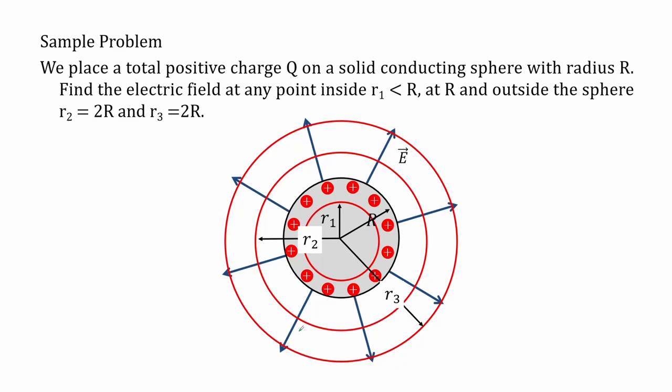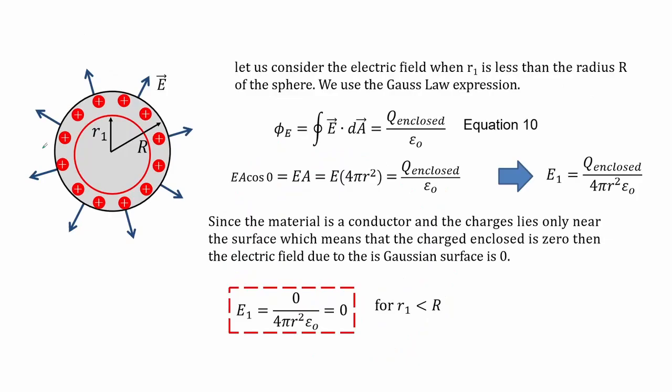Sample problem. We place a total positive charge Q on a solid conducting sphere with radius r. Find the electric field at any point inside, r1 less than the radius of the sphere, and outside the sphere, r2 equals 2r and r3 equals 2r. Let us consider the electric field when r1 is less than the radius r of the sphere. We use the Gauss law expression. Since the material is a conductor and the charges lie only near the surface, which means that the charge enclosed is 0, then the electric field due to the Gaussian surface is 0.